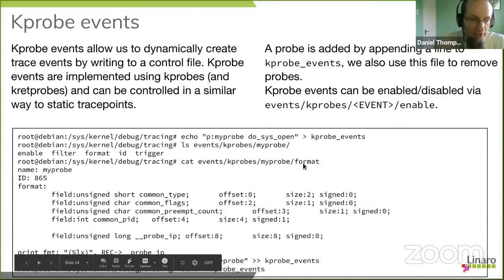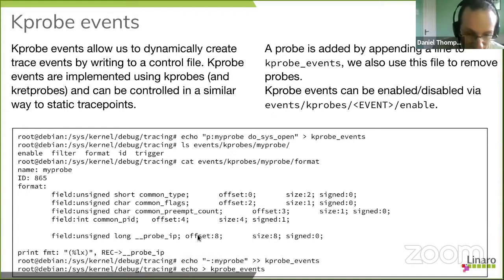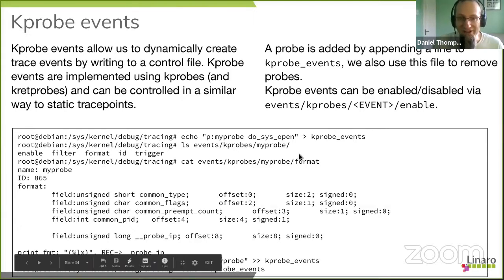We can look at the format. So in this case, the format is fairly bald. We've got the 4 standard fields, and we've got the IP address that we actually probed at. That's it. That's the default. So we didn't ask for any extra records to be stored, so we didn't get any. We just got the probe IP.